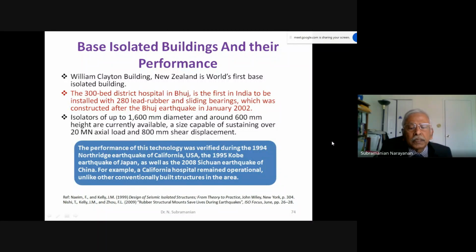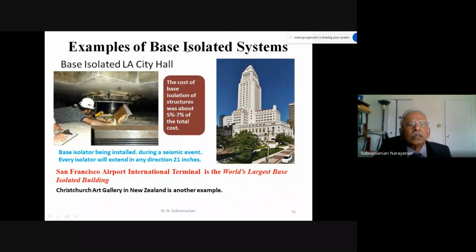The performance of this technology was verified during the 1994 Northridge earthquake in USA and the 1995 Kobe earthquake in Japan, as well as the 2008 Sichuan earthquake of China. For example, a California hospital remained operational unlike other conventionally built structures in the area. Of course, even in the recent Turkey earthquake, many hospitals remained operational during and after the earthquake. So this is an example of a base isolated structure.